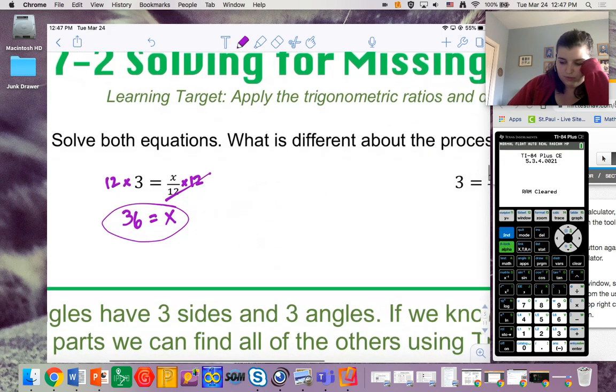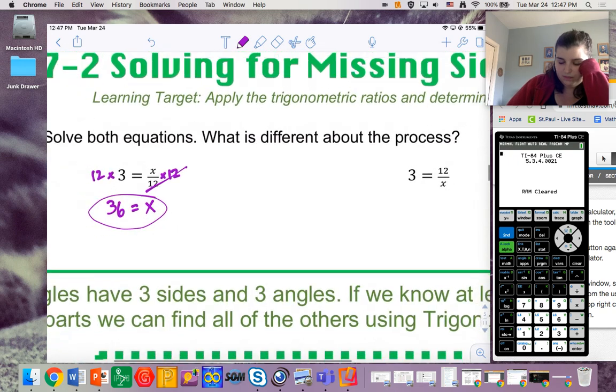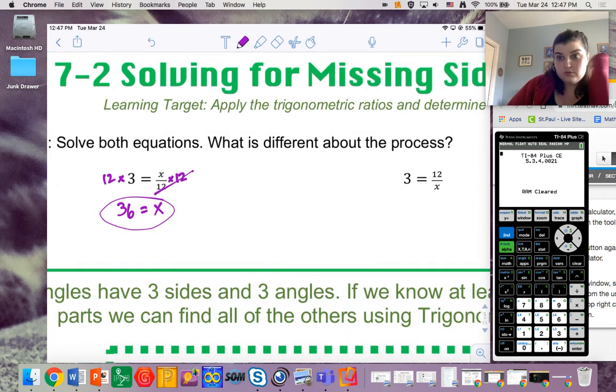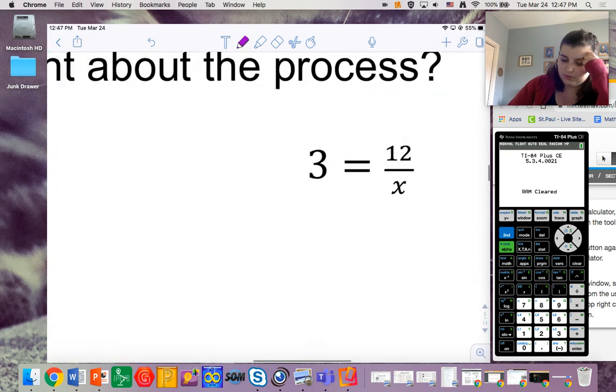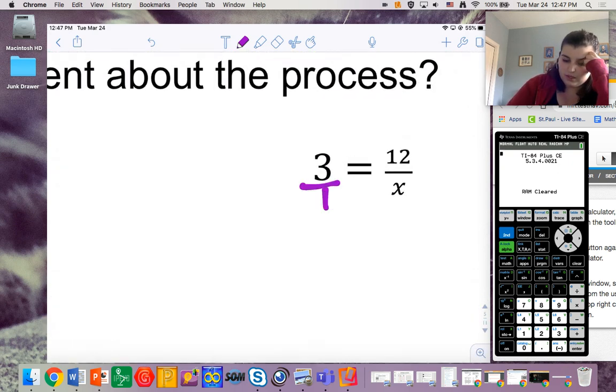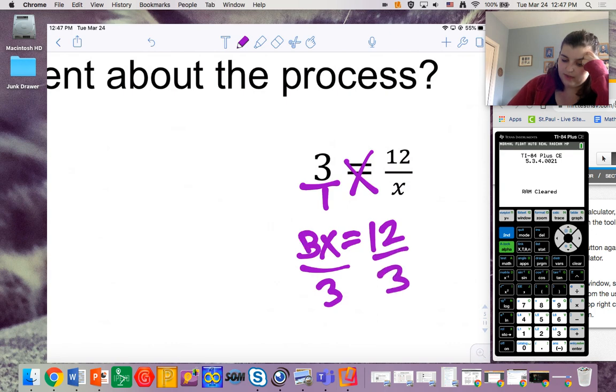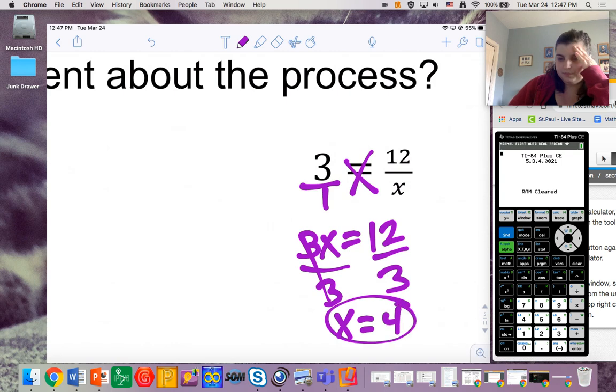And for this one, in order to solve this, I'm going to use cross multiplication. I'm going to make the 3 over 1 and cross multiply. 3 times x is 3x, and 1 times 12 is 12. So now to solve this, I'm dividing by 3 to get that x is 4. Okay, or you could recognize that it's a 4, obviously with nicer numbers here.